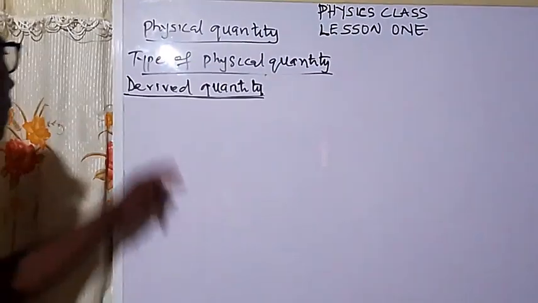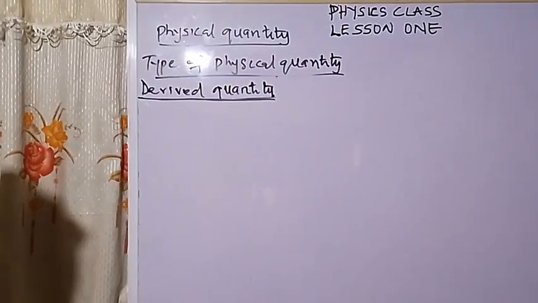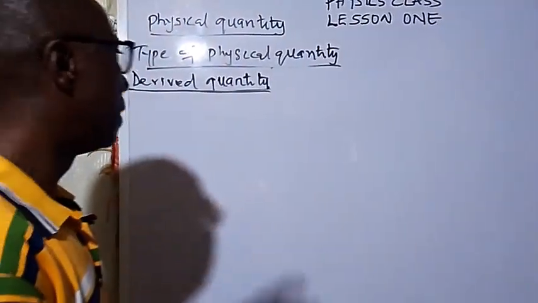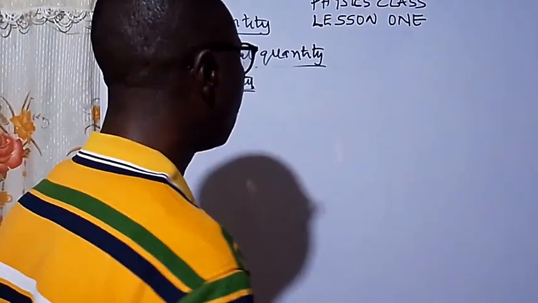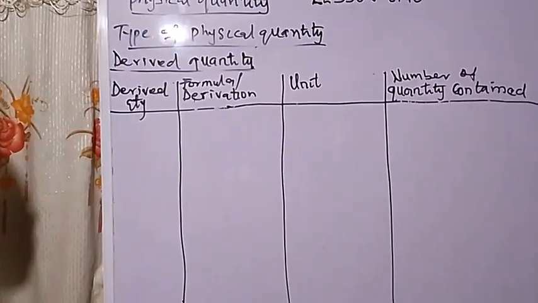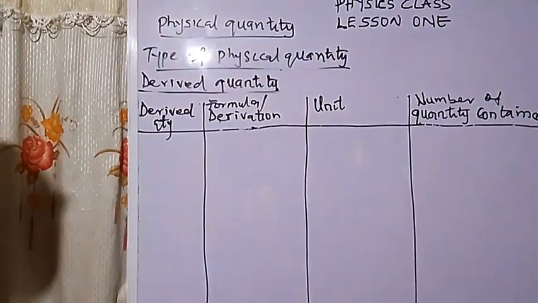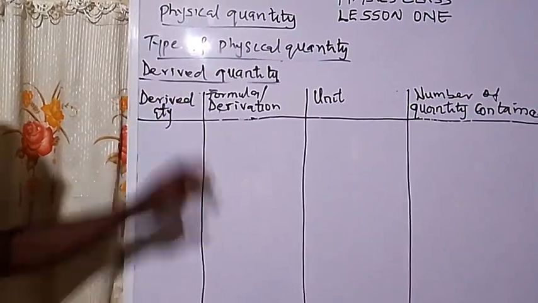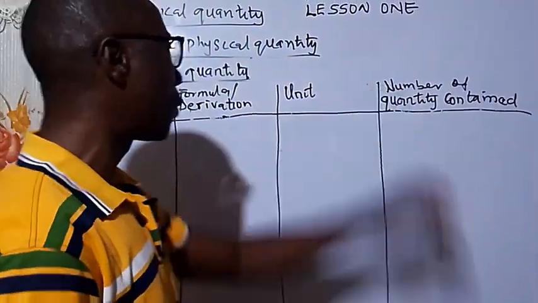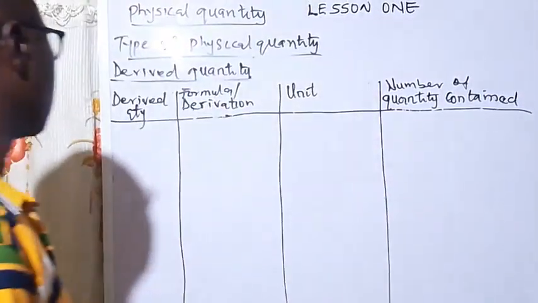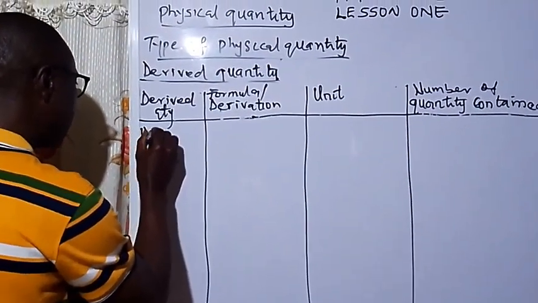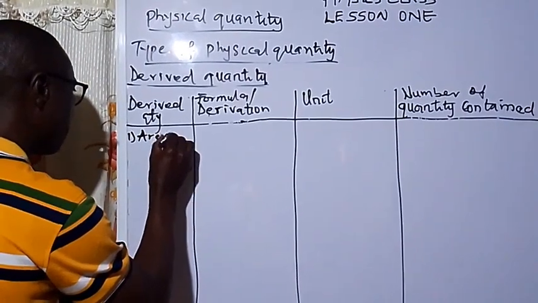Now, let's look at other examples of derived quantities. There is the derivation or formula, the derived unit, and the number of quantities that each derived quantity contains. Let's do it in a tabular form. The columns are: derived quantity, followed by formula or derivation, then unit, then the number of quantities it contains. The first one we are going to mention, one, is area.